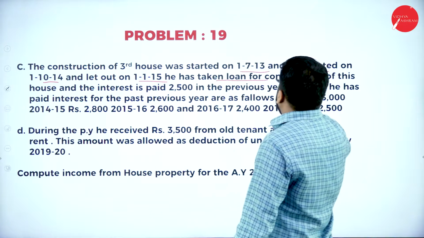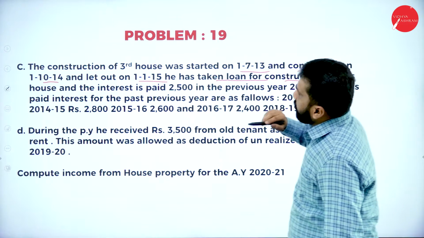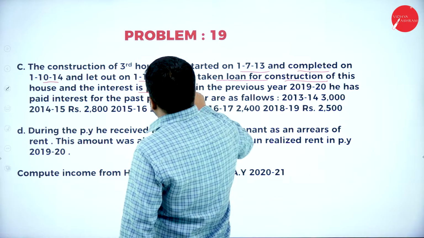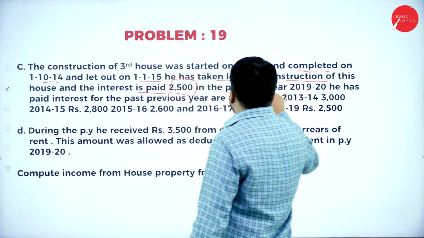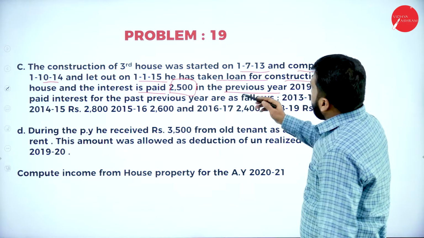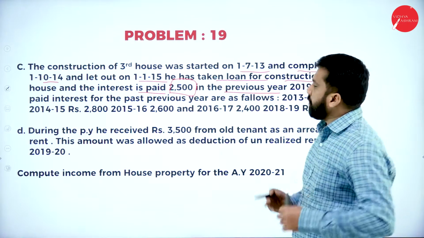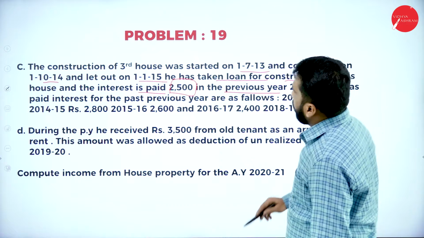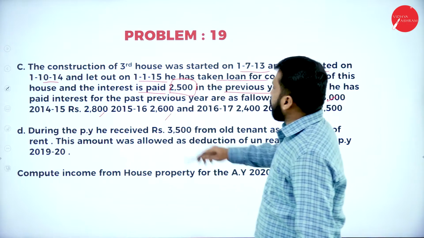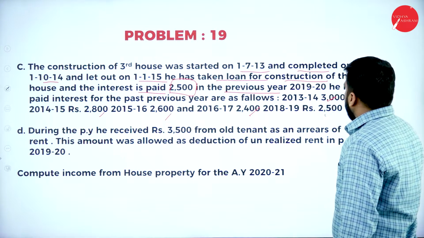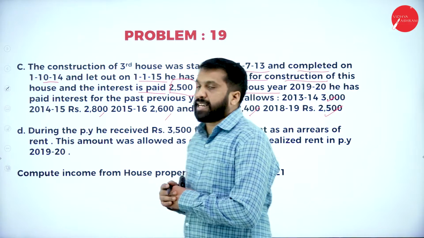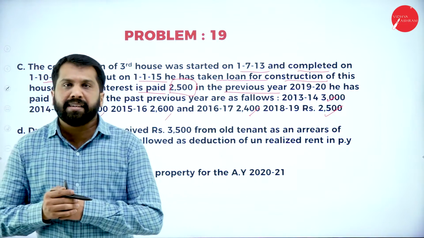He has taken loan for construction of this house and interest paid 2,500 in the previous year as well as in the preceding previous year. Other than previous year, he paid 3,000, 2,800, 2,600, 2,400 and 2,500. These are the information regarding interest.